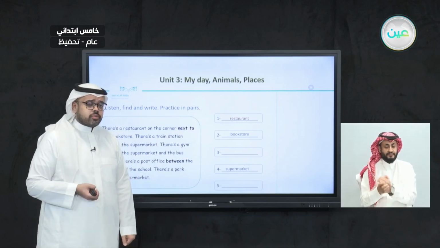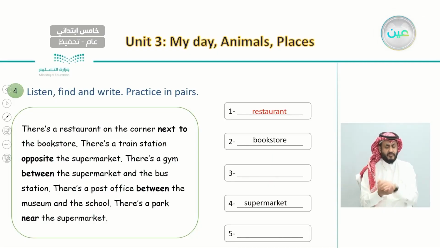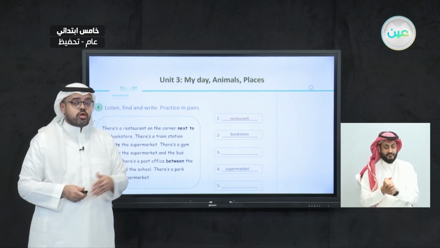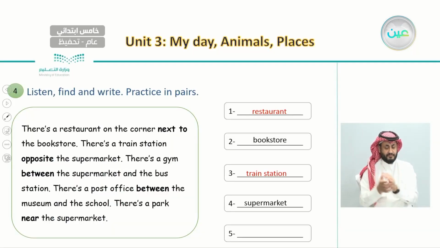So what about the other place? Let's continue from this sentence. There is a train station opposite the supermarket. Opposite. So we said that there is a train station opposite of the supermarket. So the third place here we can say is a train station. Let's continue reading and find out what the other place is.